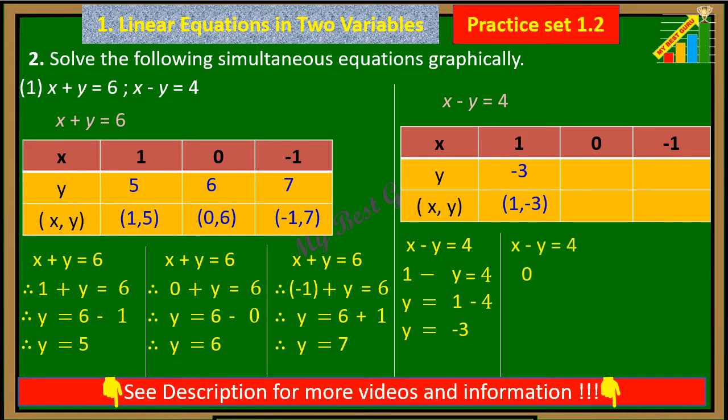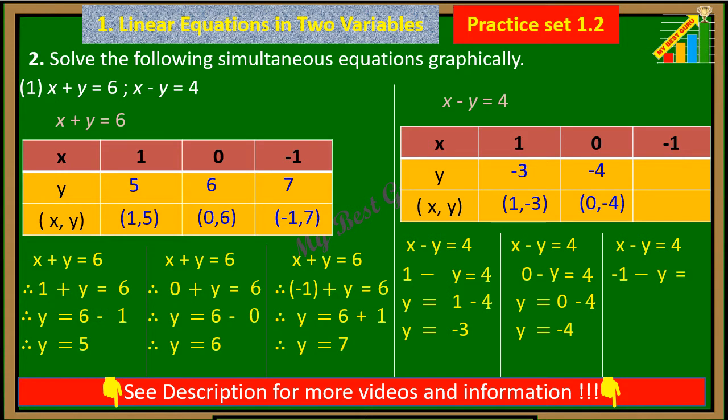Next, put the value of x as 0. So 0 minus y is equal to 4. So y is equal to 0 minus 4. So the value of y is equal to -4. So you get 0, -4 as the answer.